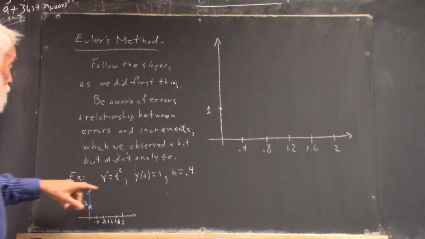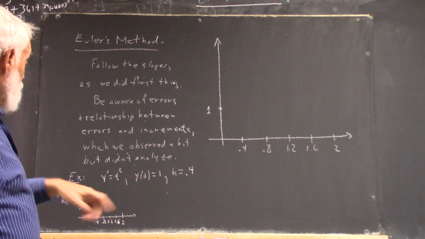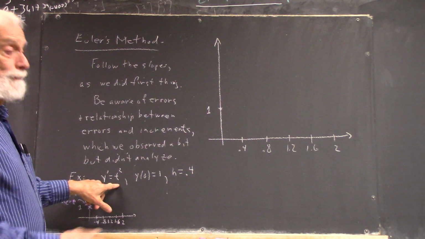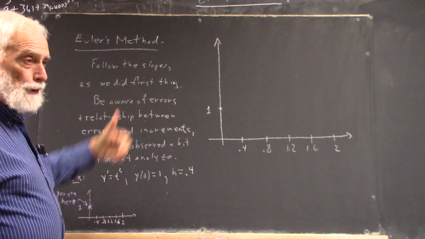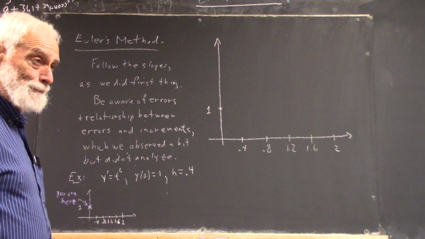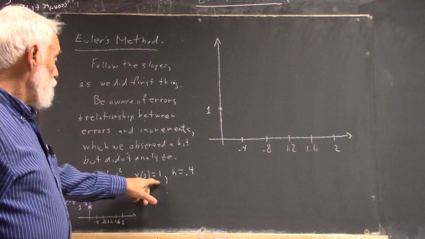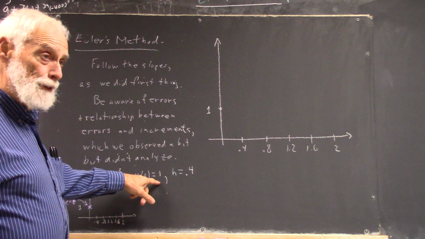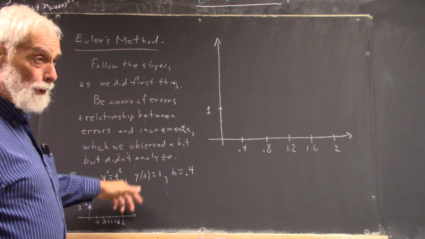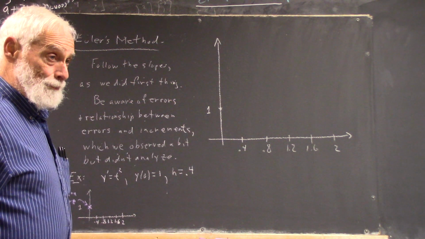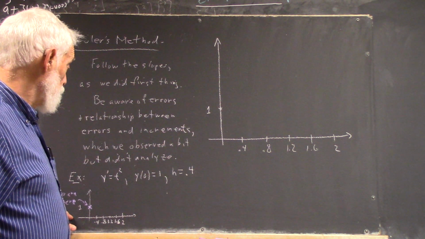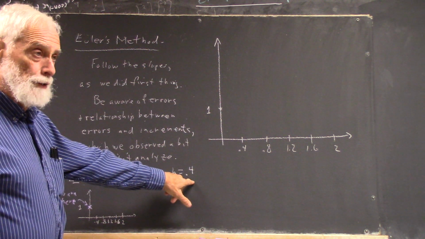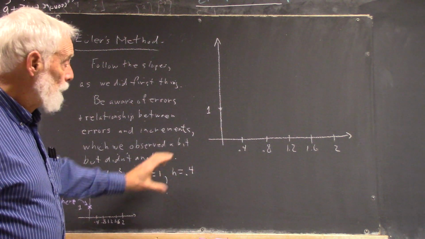So anyhow, let's just take a very simple example. y prime equals t squared, a simple equation that you can solve. It's separable. You're going to get t cubed over 3 plus a constant, and y of 0 equals 1, so that constant's going to be 1. So your solution is actually t cubed over 3 plus 1. We're going to compare that with Euler's method solution, which is going to diverge pretty well for h equal to 0.4, a step of 0.4.